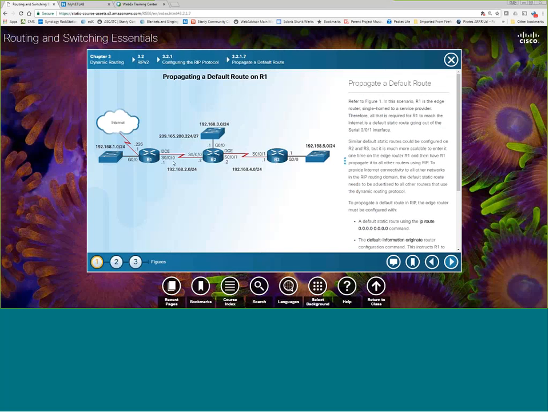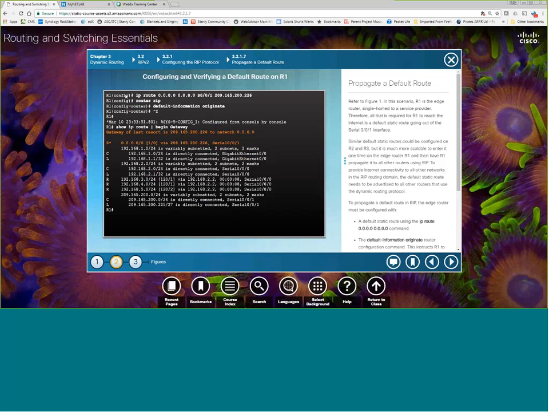What you can do is go to R1 and put a default route going out to the internet. So we're going to do that first. I'm going to put a static route in here: ip route 0.0.0.0 0.0.0.0 S0/0/1, and then the next hop. This is a fully qualified default route. Then we go to router rip and type default-information originate. You only put this command on the router that has the default route. We used to call this the magic dust command, and it is magic dust, but it only goes on the router with the default route.